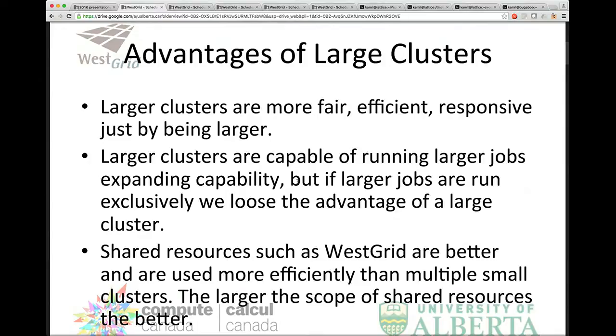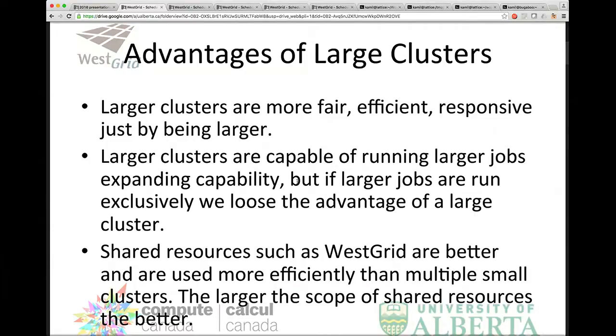Now, larger clusters are also capable of running larger jobs, expanding capability. But if larger jobs are run exclusively, we lose the advantages of the large cluster, or we lose the advantages of the more fairness, more efficiency, more responsiveness. What does this mean? Shared resources, such as WestGrid, are better and are used more efficiently than multiple smaller clusters. The larger the scope of shared resources, the better.